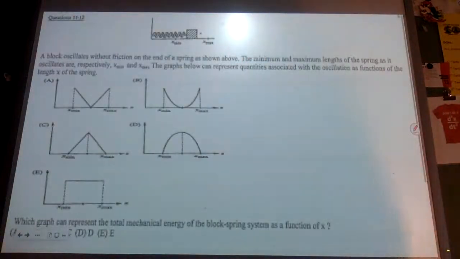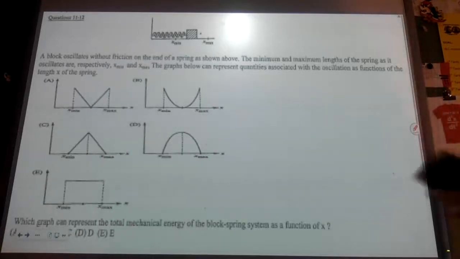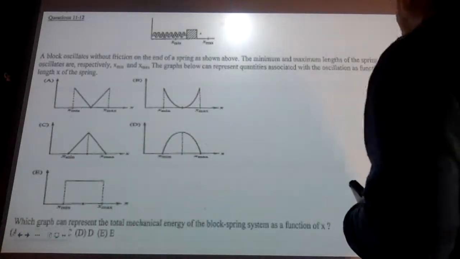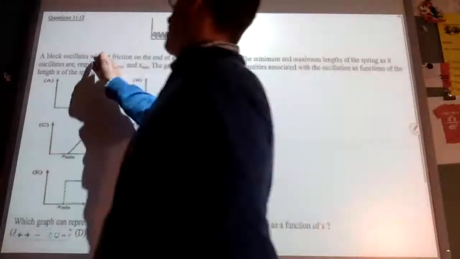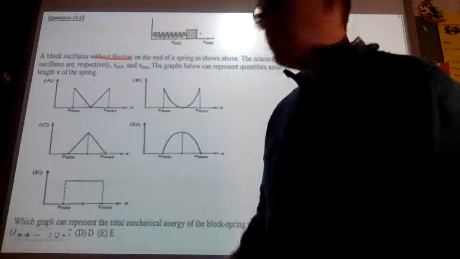A block oscillates without friction at the end of a spring as shown above. The minimum and maximum lengths of the spring as it oscillates are respectively x min and x max. The graphs below can represent quantities associated with the oscillation as a function of length x of the spring. Which graph would be the total mechanical energy? If there is no friction, so no non-conservative forces, the total energy would be constant. It would be E.